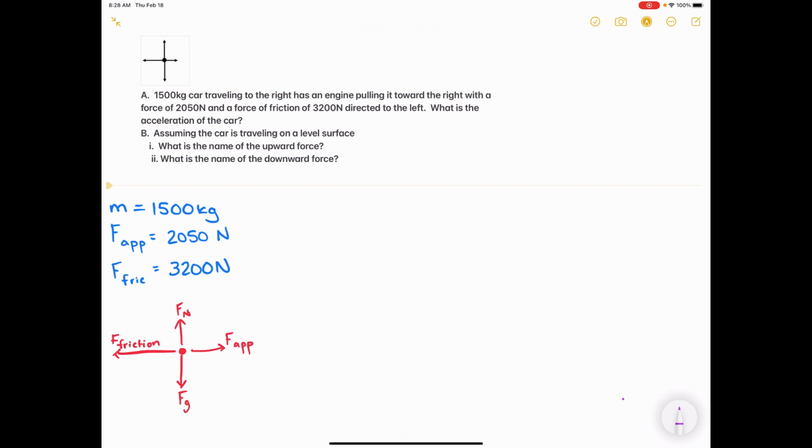Okay, so for part A, we need to know the acceleration. We know that our net force on our car is equal to the applied force minus the friction force, because they're in opposite directions. And we know that net force is equal to mass times acceleration, and we know our applied force is 2050, so we don't have to solve for it, and we know our friction force is 3,200.